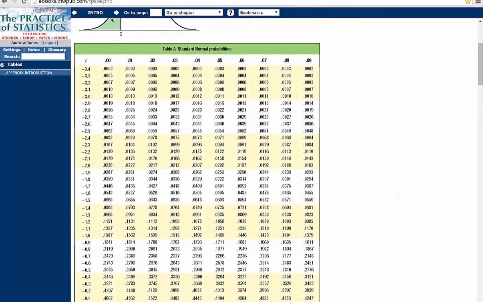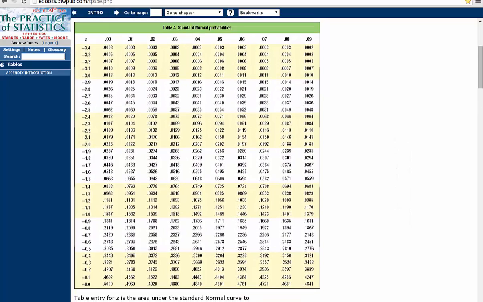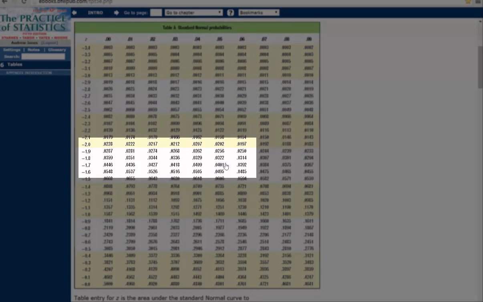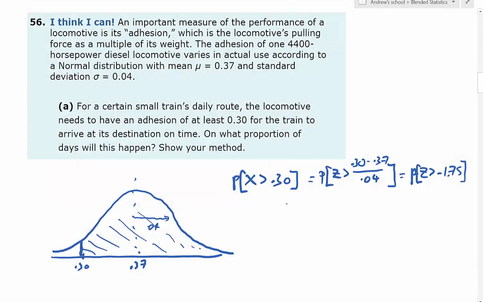We can have a look at the tables, but the tables tell us the probability of being lower than a value, and we want the probability of being greater than a value. So if we look at minus 1.75, we find it right in the middle here, and it's 0.0401. So we want 1 minus that, which is 1 minus 0.0401, and the answer is 0.9591, or 95.91%.